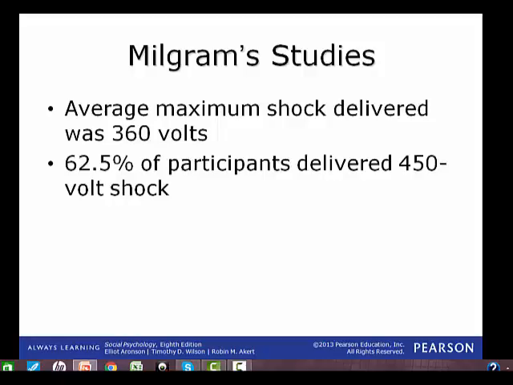So the average maximum shock delivered was 360 volts. Remember that 450 was deadly. The average person went all the way up to 360, but 62.5% of participants delivered the 450 volt shock. Let that soak in for a minute. 62.5% of people did a level of electric shock that would be deadly to a stranger for answering memory questions wrong. That just seems impossible, right?